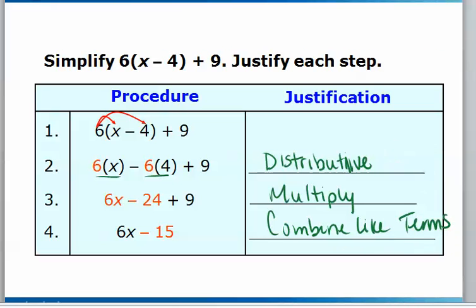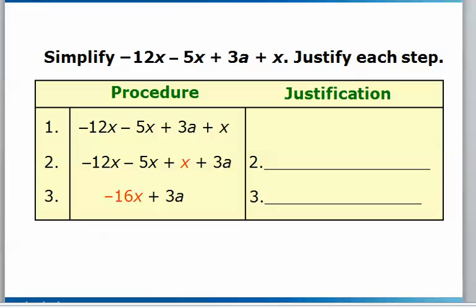Okay, this is the last example for this section. In the first part, this is what's given. In the second line here, nothing's changed from here, here, here. Right here, these two things were flip-flopped around. That's the commutative property of addition. And then in step 2 to 3, they put all the x's together, so that would be combining like terms.